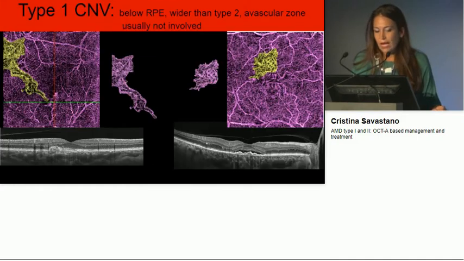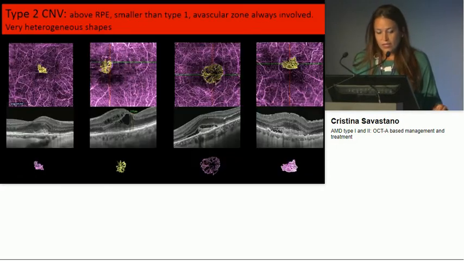This is a typical aspect of CNV type 1, where the CNV is localized below the RPE. The shape is very irregular, and commonly the avascular zone are not involved. In this case, we can see the type 2 neovascularization that are localized above the RPE with the smaller shape, and sometimes has very heterogeneous shape.